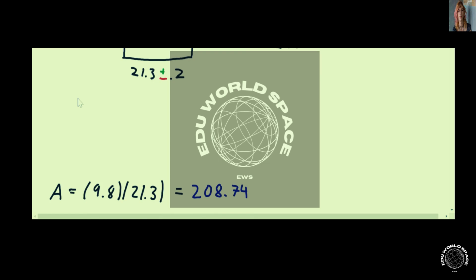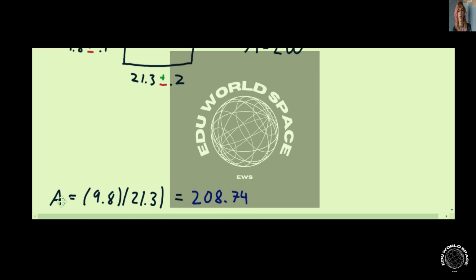As I said, we're going to start off by calculating the area without the uncertainty. So we have 9.8 times 21.3, and that's 208.74. This is the value that we're going to report without the uncertainty, and it's the value we compare to our next two values.